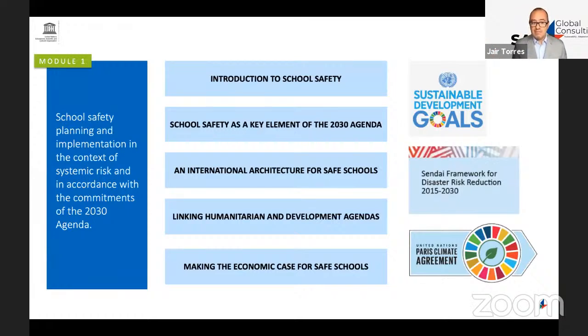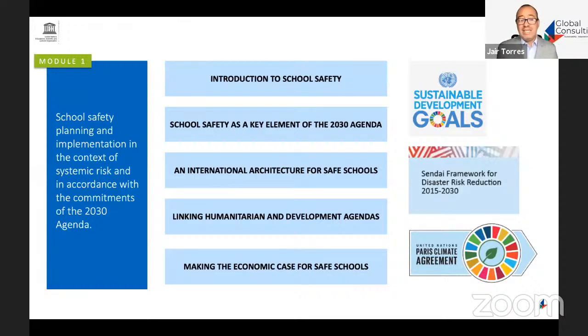We're going to be discussing school safety, how it has been integrated as a key element of the 2030 agendas, notably the Sustainable Development Goals, the Sendai Framework for Disaster Risk Reduction, and the Paris Agreement. So how safe school is a transversal subject that goes across these elements, and that without school safety, we will not reach those targets that we have fixed as the international community by 2030.